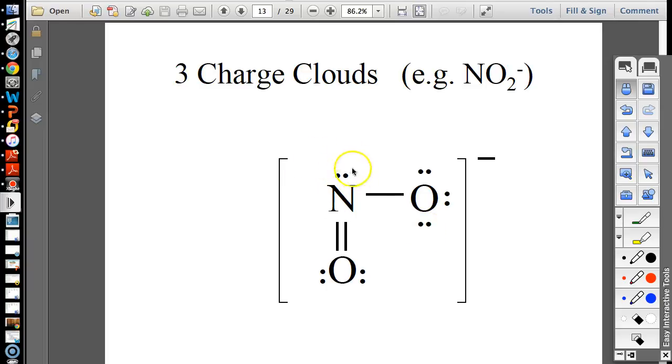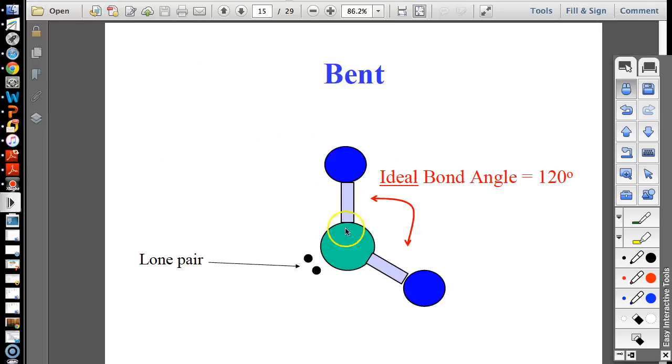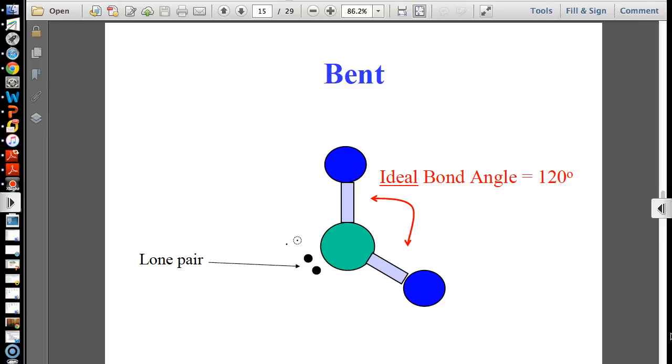This one is bent, and let me tell you why this one's bent. This is one bond, this is another bond, and this lone pair will push those apart. And so this is a bent shape. This is very similar to how we looked at water yesterday, but water had 2 lone pairs. And so that's the only difference.